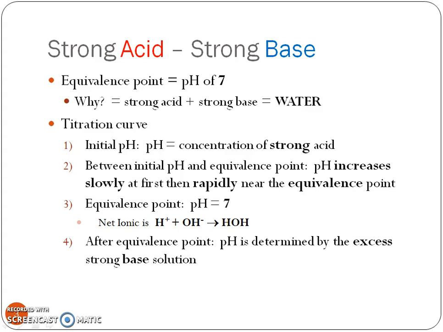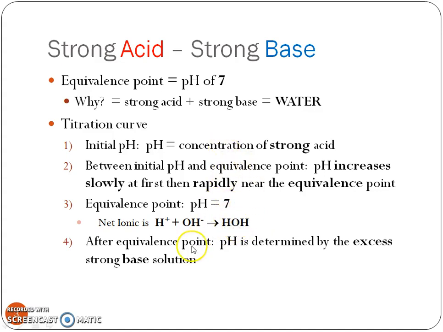So when we're dealing with a strong acid and strong base, our equivalence point is 7. Why? Because we're making water. So at the equivalence point, basically what's happening is our H pluses and our OH minuses are all used up because they've all reacted with each other to make that water.